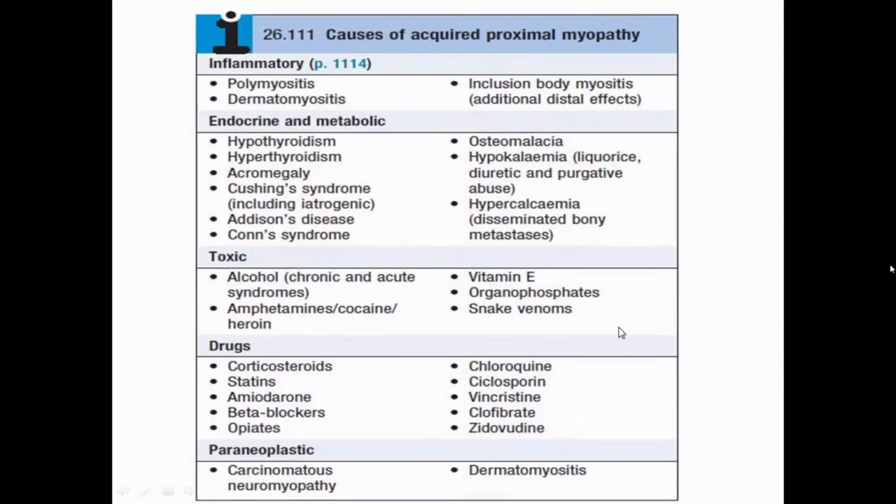Some toxins are associated with muscle weakness. Right?